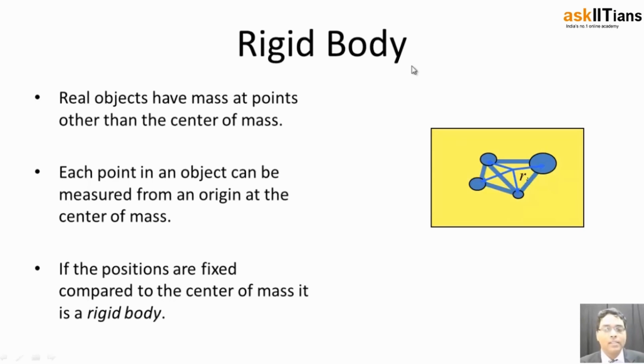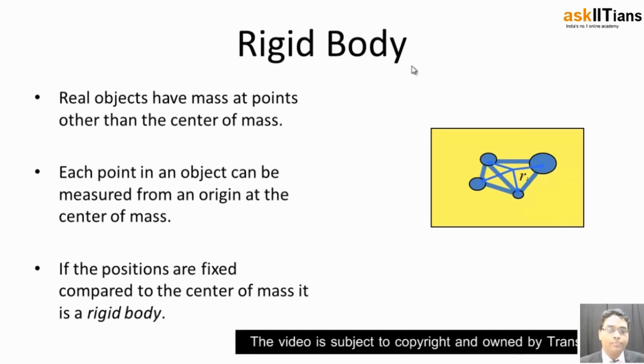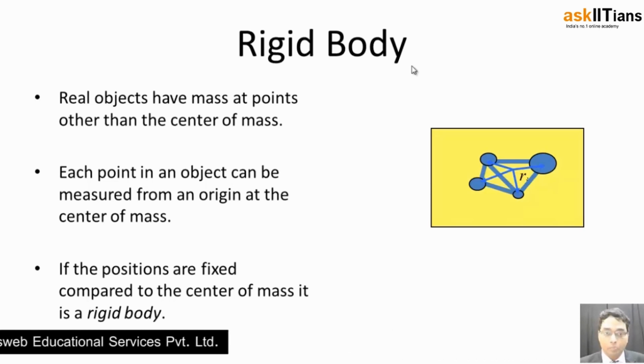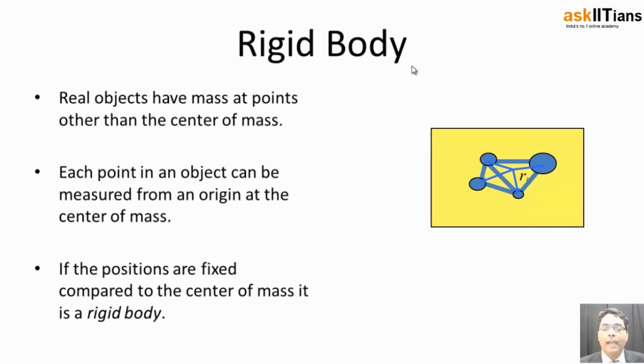The rigid bodies you can see all around you, the objects which have the masses fixed at a particular point. That is what is meant by a rigid body. So whenever you have a rigid body, every point is going to be defined with a particular position, and therefore they are going to have a center of mass. So they have mass at points other than at the center of mass. Obviously at the center of mass as well there will be some mass. Going further, each point in an object can be measured from an origin at the center of mass. So if you place the origin at the center of mass, you can measure its position.